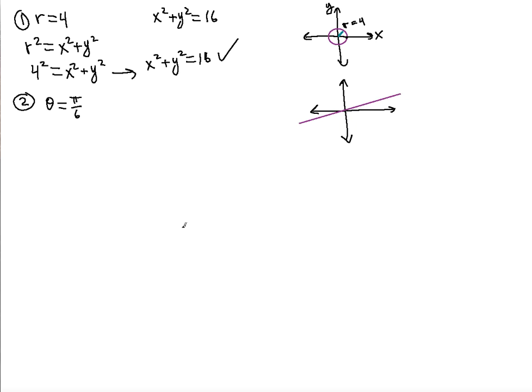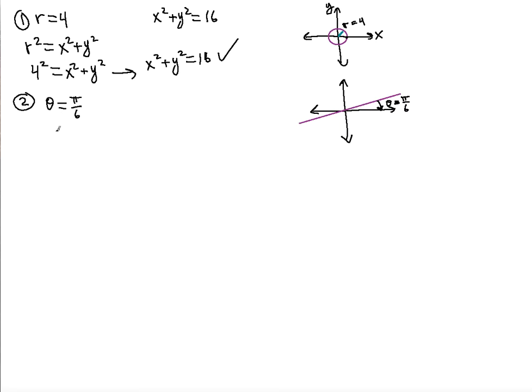So you will have a linear equation derived from this. But first, let's label this angle pi over 6. Theta is equal to pi over 6. That's the polar representation of this line, and that goes for any radius. So now let's derive it.